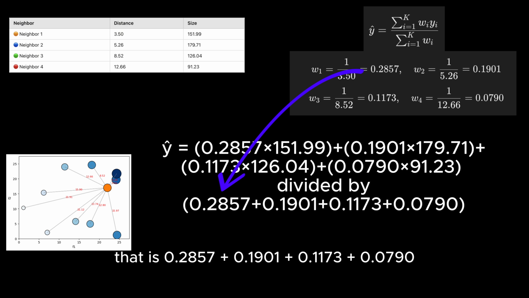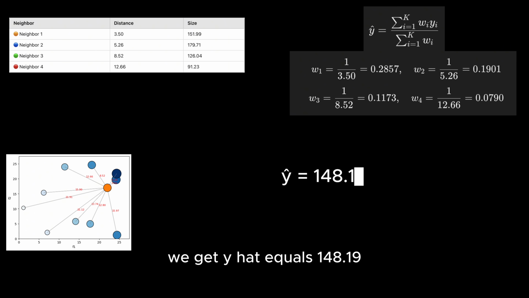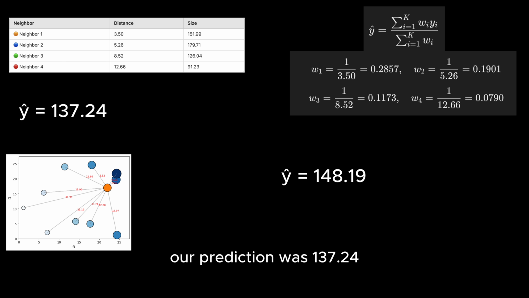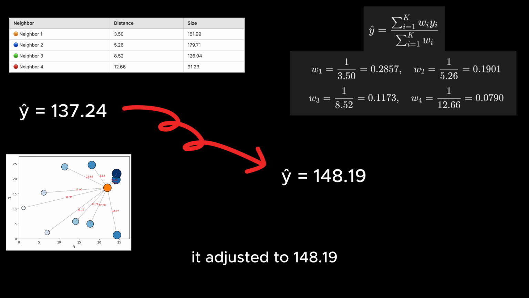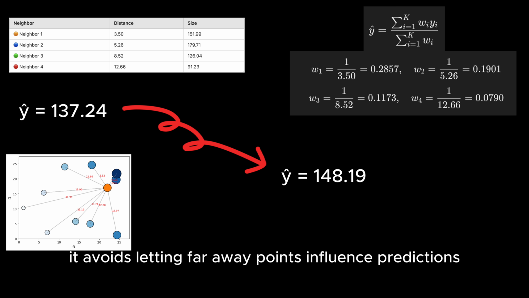0.2857 plus 0.1901 plus 0.1173 plus 0.0790. Upon solving this hideous-looking equation, we get y hat equals approximately 148.19. In normal KNN, our prediction was 137.24, but with weighted KNN, it adjusted to 148.19, giving more importance to closer neighbors. This proves that weighted KNN is smarter. It avoids letting faraway points influence predictions unfairly.